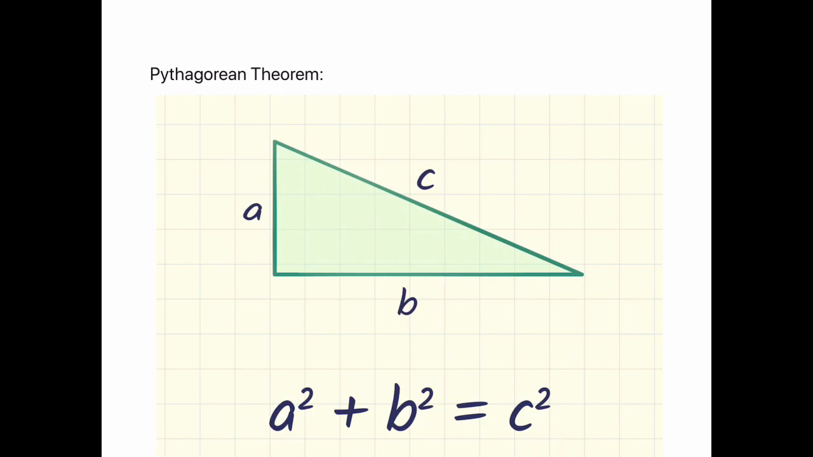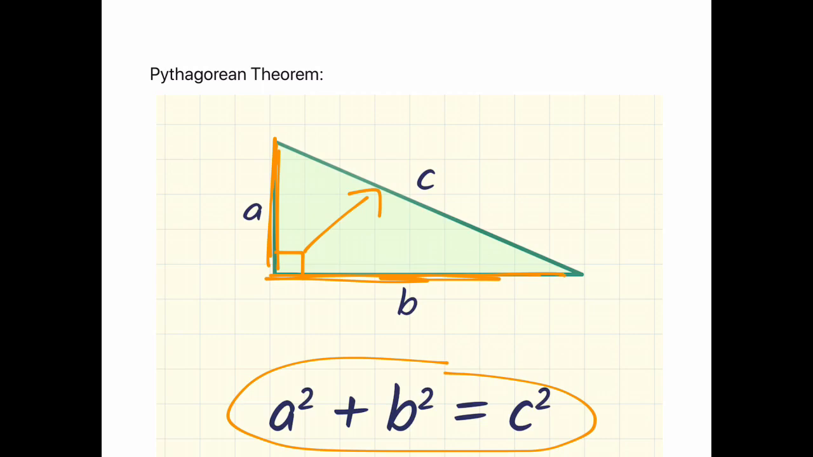The Pythagorean Theorem says that in a right triangle, the sum of the squares of the lengths of the legs is equal to the square of the length of the hypotenuse. So the hypotenuse, remember, is always across from the right angle. So if you square everything and then you add the two legs together, you will always get the hypotenuse squared. A squared plus b squared equals c squared.